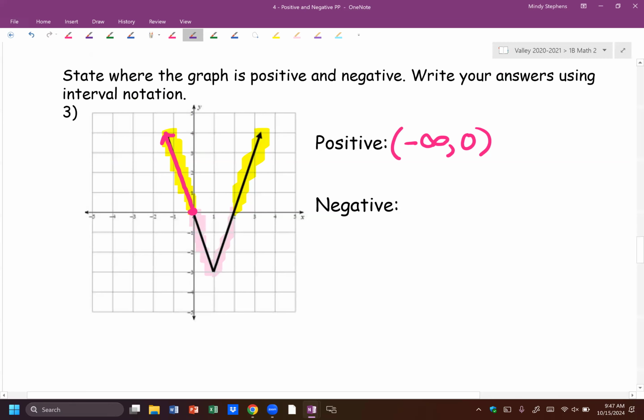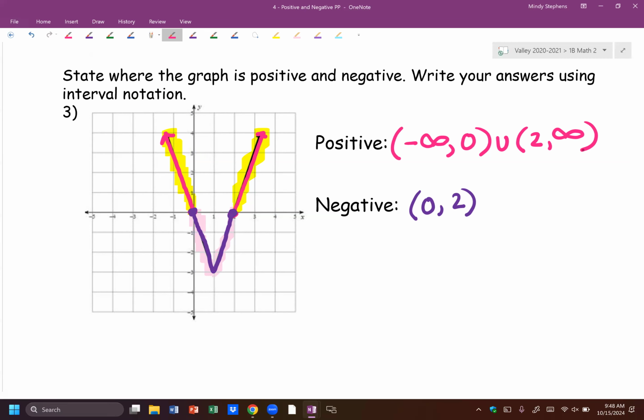Then we have the negative piece, which starts there and it goes down and back up. It stops here. So it's negative from 0 to 2. Then starting at that dot, going up, it is positive. So we're going to do a union. It starts at 2 and it goes forever to positive infinity.